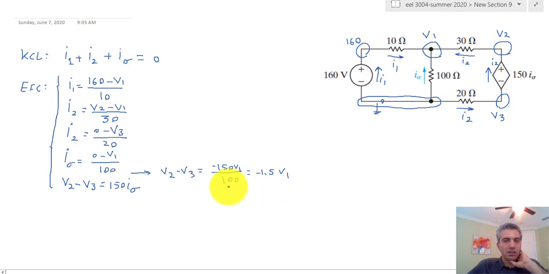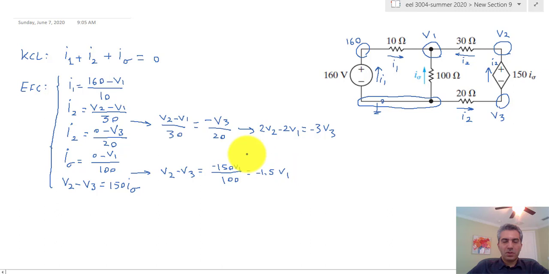So with that, I can actually write V2 or V3 as a function of V1 and the other one. I can equate these two to each other, and that gives me (V2 minus V1) divided by 30 is equal to minus V3 divided by 20. If I multiply both sides of this by 60, that gives me 2V2 minus 2V1 is equal to minus 3V3.